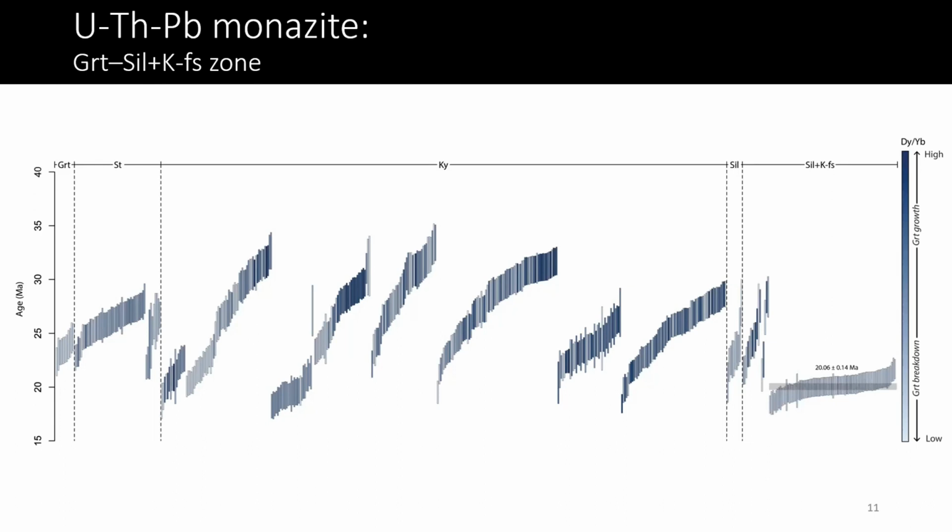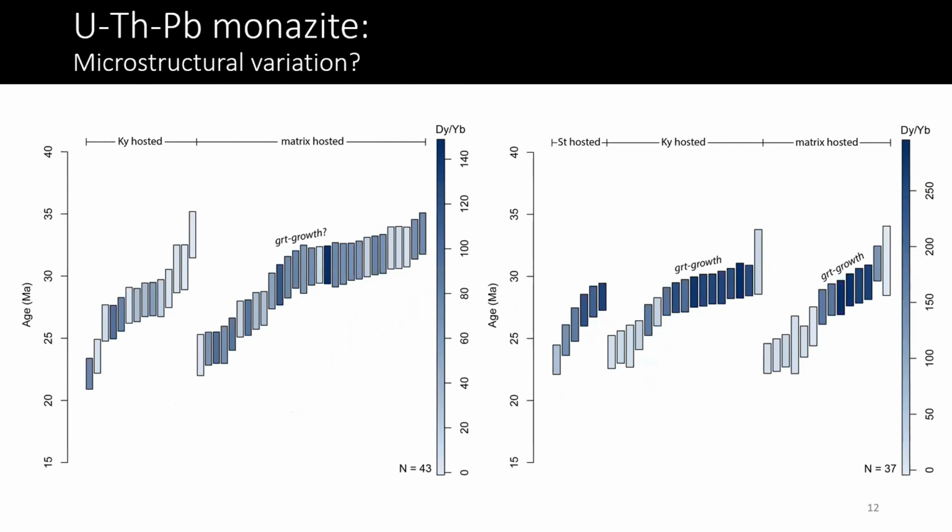Not much data from the sillimanite and sillimanite K feldspar zone, but the ages tend to be younger than 30 million years. And we've got one single age on the Luca Granite sample here at 20 million years. So obviously we've got quite a large spread of data there.